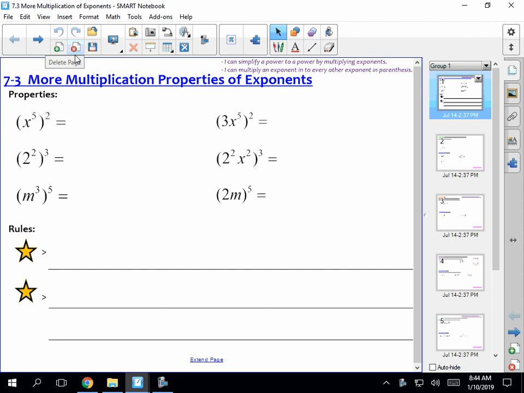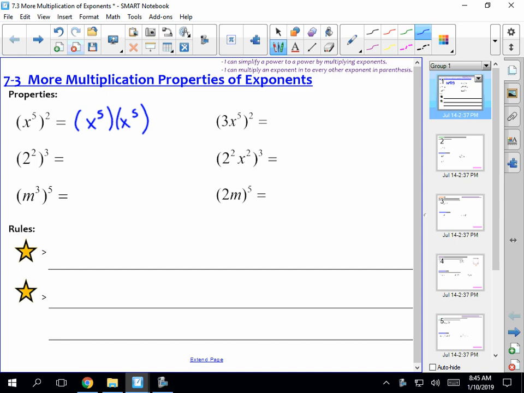So kind of starting the same way that we did last time. X to the fifth. Here's what x to the fifth squared means. It would mean 2 copies of x to the fifth. That's what that would mean, right? And then from last time we learned that if the bases are the same and you're multiplying, what do you do with the power? Add them. So if you add the 5 and the 5, you get x to the 10th.